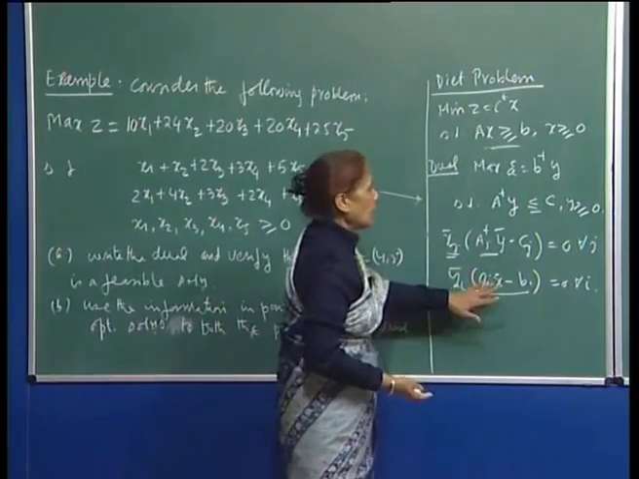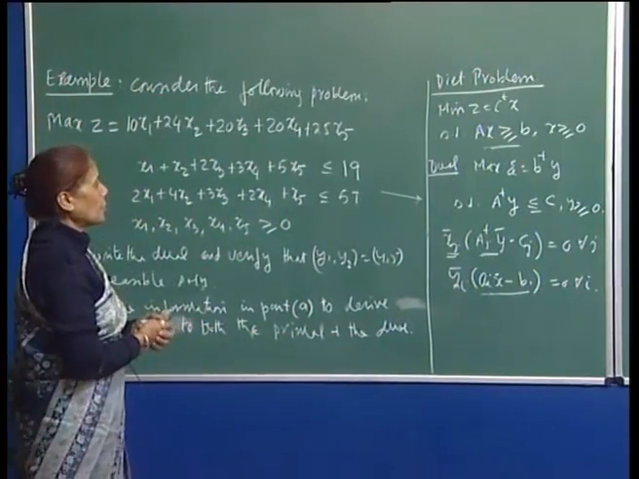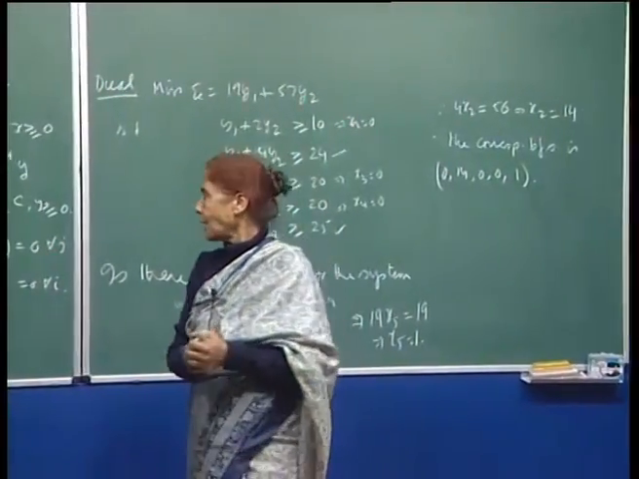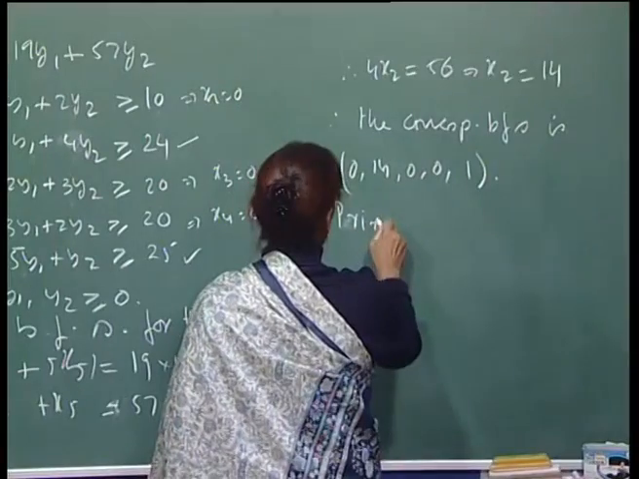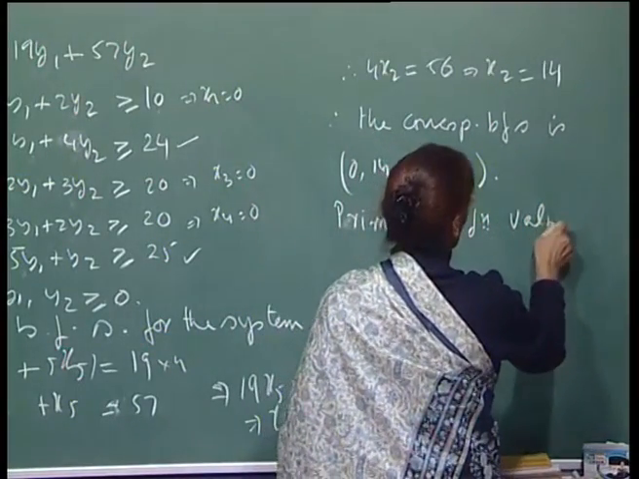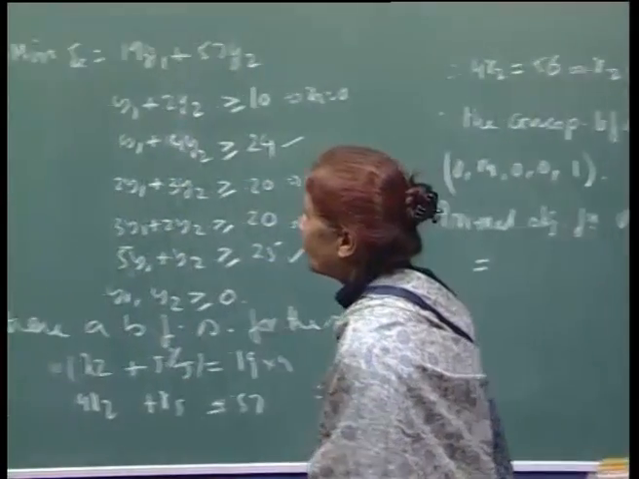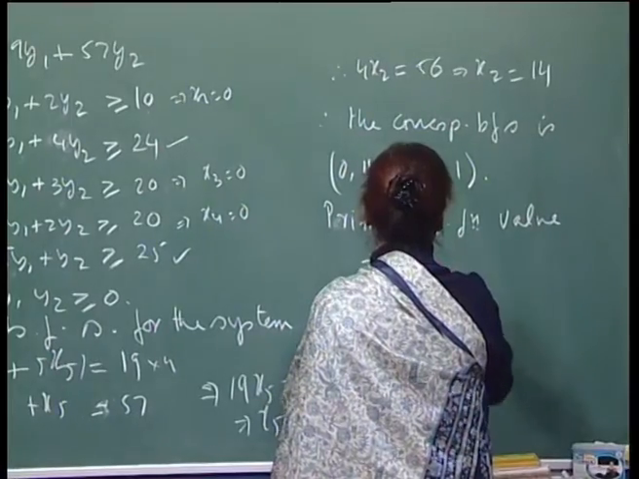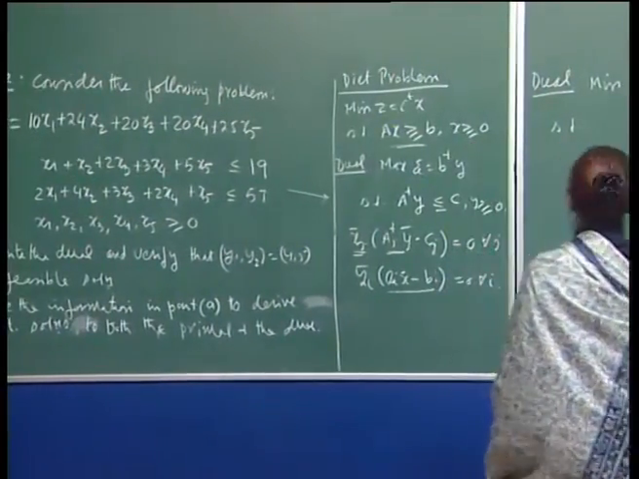So, you have this, and now we have some more checks. We can make sure that the two solutions are optimal. And how do we do that? We will compute the objective function values. So, the primal objective function value is equal to, yes, x2 is 14, so 14 into 24 plus 25.